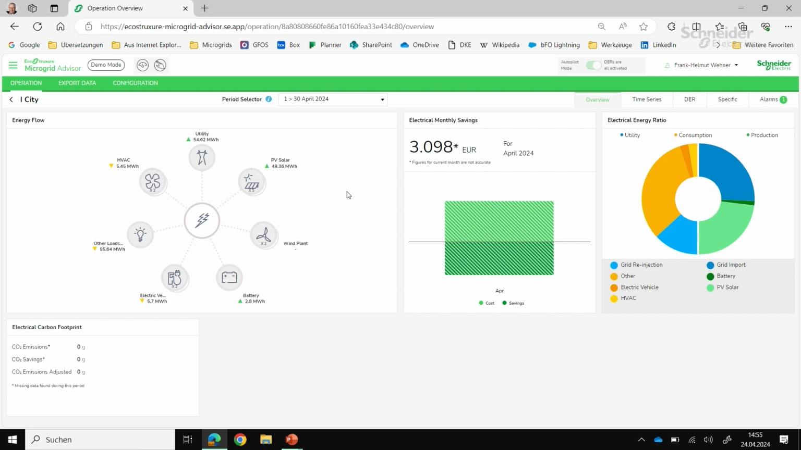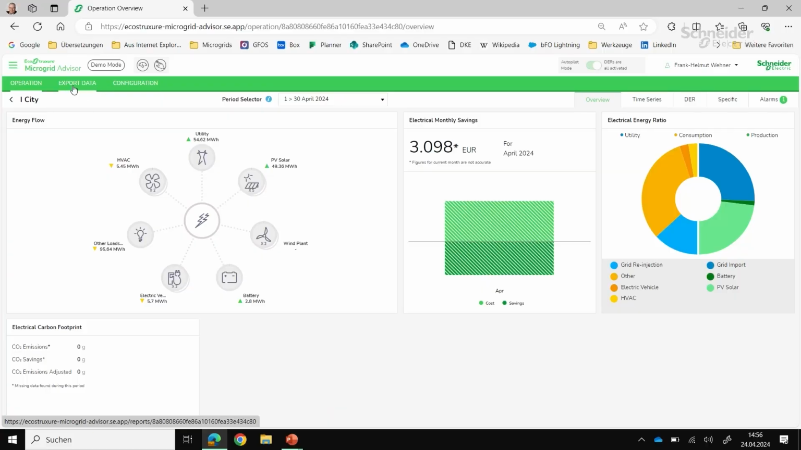And finally, you see in the middle a chart which is showing you the energy cost and the energy savings. And if you take the sum of both, that would be the amount of cost that you would have had without EcoStruxure Microgrid Advisor. So it gives you a very good overview of how much money you can save with the orchestration of the energy management system EcoStruxure Microgrid Advisor.